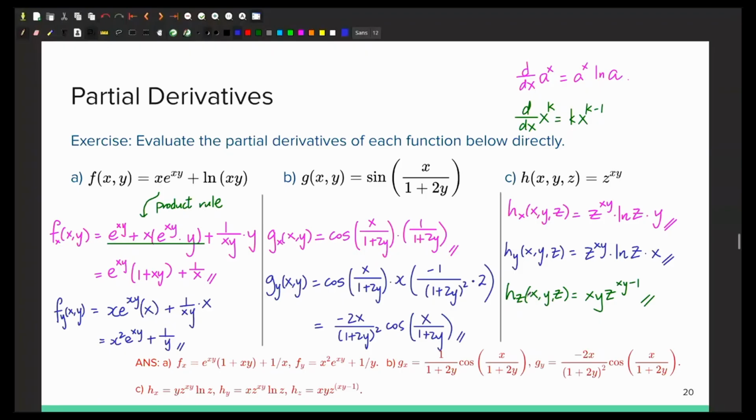Differentiate h with respect to z. Now z is the variable, then the power xy is a constant. So therefore this is just like differentiating using the power rule. Differentiate x to the power of k, you just bring down the k, then the power minus 1. Exactly what I have written here. Bring down the power xy, then the power xy minus 1. Is that okay? Any questions?